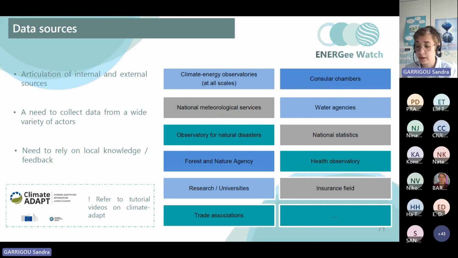And that's why we suggest you also to refer to Climate Adapt. It's important also to rely on the knowledge, the feedback of the actors of your territory.